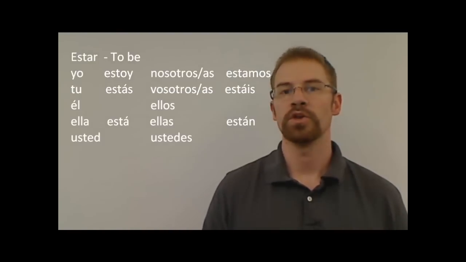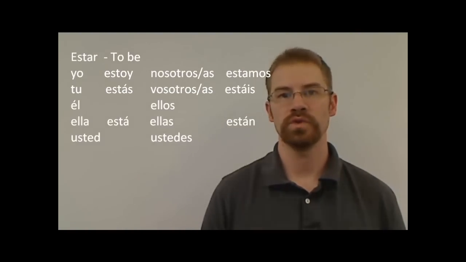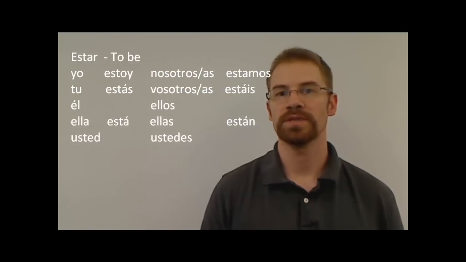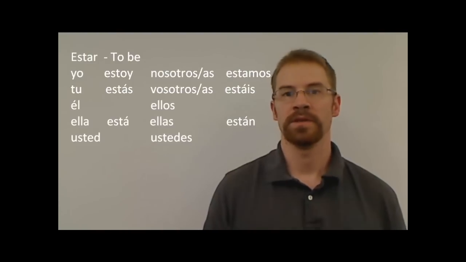To form the present progressive, the first thing you need is the verb estar, which means to be. I've gone over the conjugations of estar before in previous videos, but just to review it really quick, here it is. Yo estoy, tú estás, él, ella, usted está, nosotros estamos, vosotros estáis, ellos, ellas, ustedes están. So that's the first step in using the present progressive.